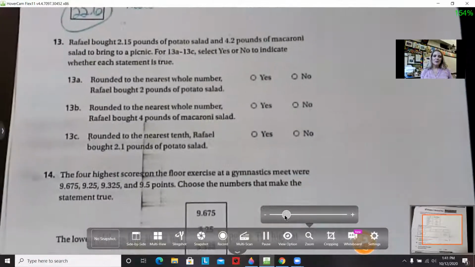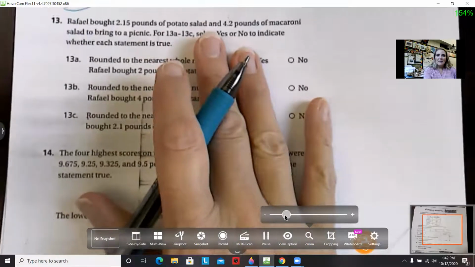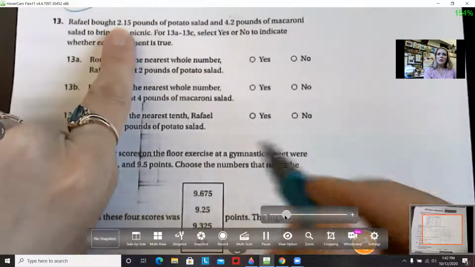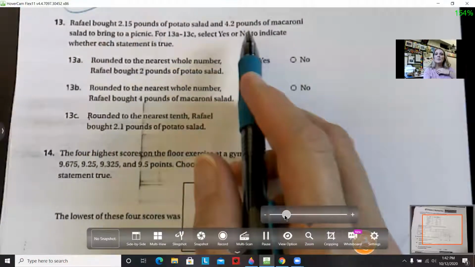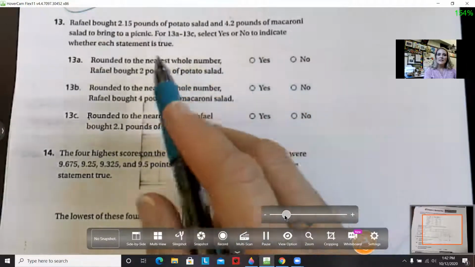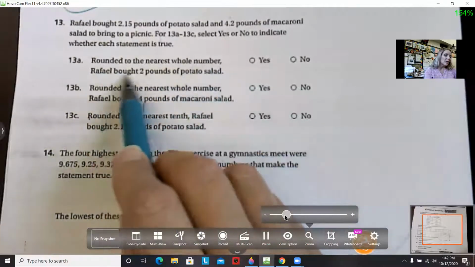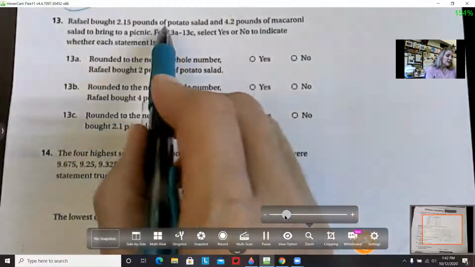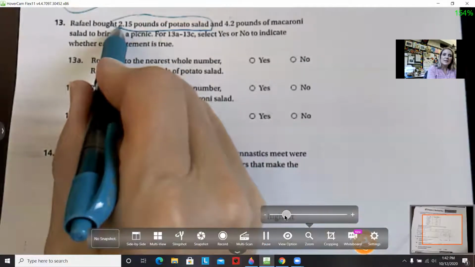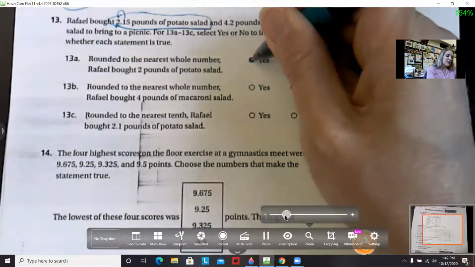All right, number 3, who doesn't love a good picnic in the summer? This is about Raphael buying potato salad and macaroni salad for a picnic. He bought 2 15/100 pounds of potato salad. That's a little more than 2 pounds. And he bought 4 2/10 pounds of macaroni salad, a little more than 4 pounds. For these letters, 13A through C, select yes or no to see the true statements. Round it to the nearest whole number. That's the ones place. Raphael bought 2 pounds of potato salad. So go up here. Here's how much potato salad. If I were to round it to the ones place, that 1 makes the 2 a 2, right? So that is a true statement. So that is yes.